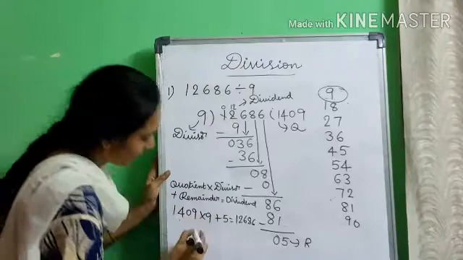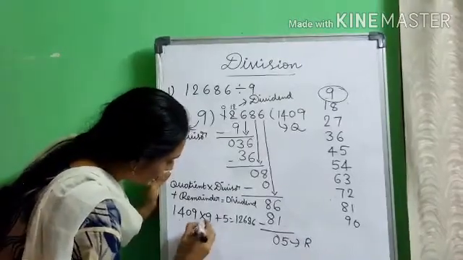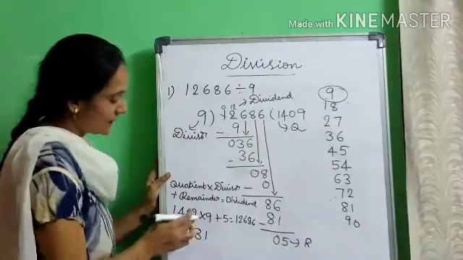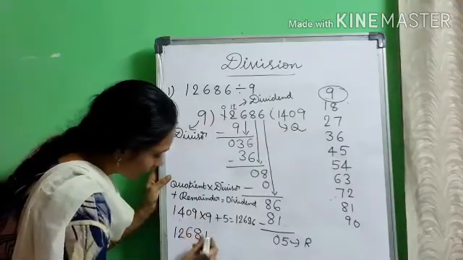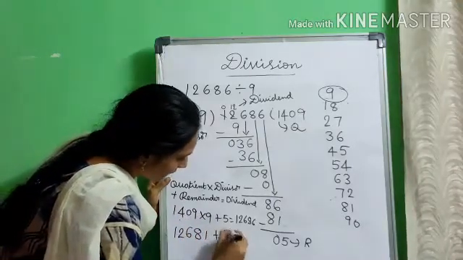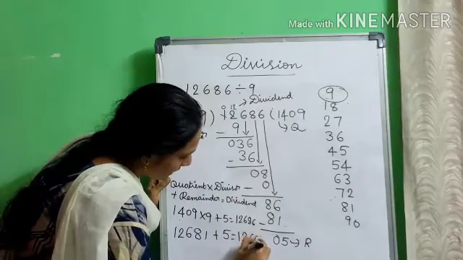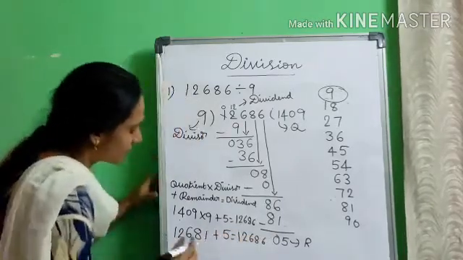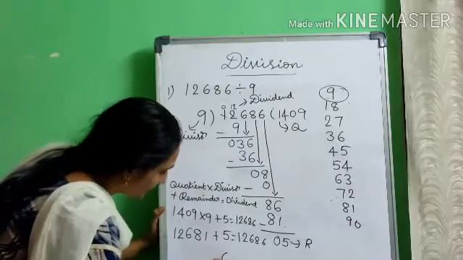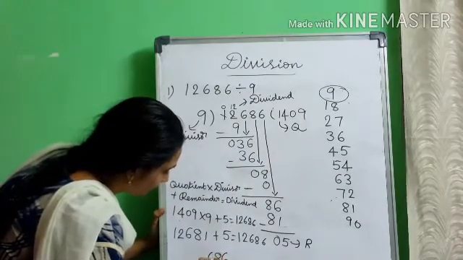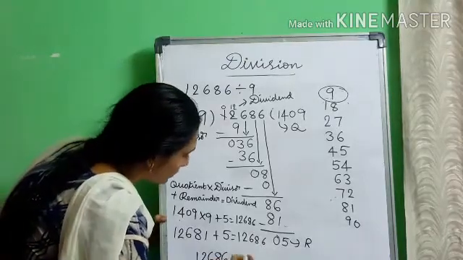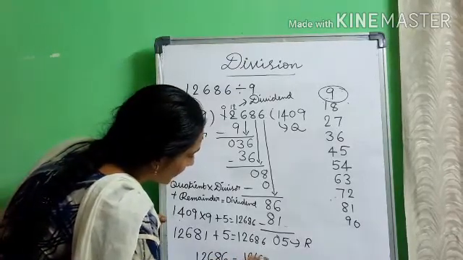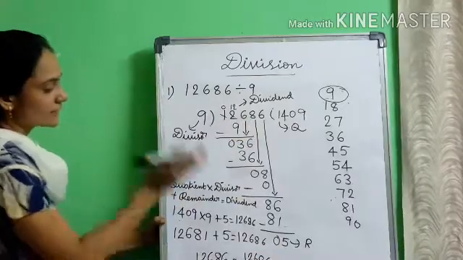1409 into 9. 9 nines are 81. 4 nines are 36. 6 and 3 is carry over. 9 ones are 9. 9 plus 3, 12. 12,681 plus 5 is equal to 12,686. Now add these numbers. 1 plus 5, 6, 8, 6, 2, 1. 12,686 is equal to 12,686. So the division is correct.